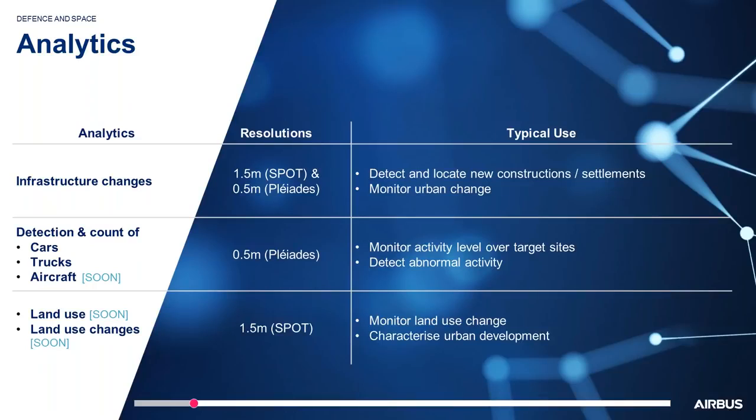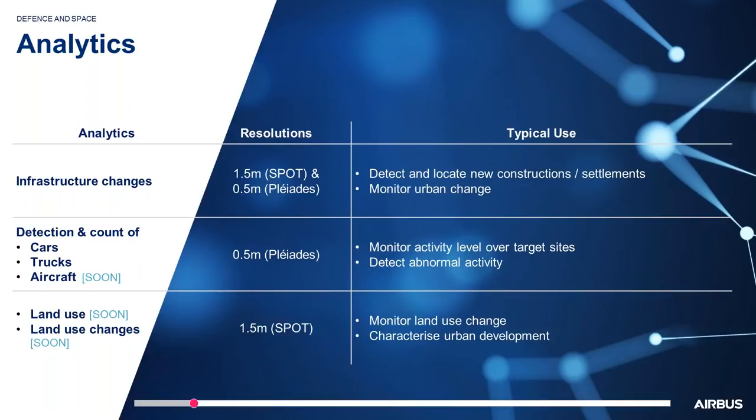Lastly, in terms of analytics, we will propose in the next weeks the land use and land use changes analytics based on SPOT imagery to monitor land use change or characterize urban development. So here, the system will be able to classify automatically the land use, for example, the grass, the forest, the water, the road, etc., or to detect any changes in terms of land use between two images.